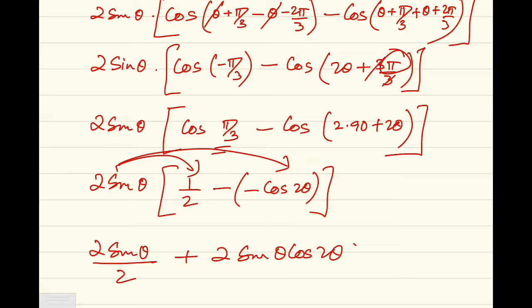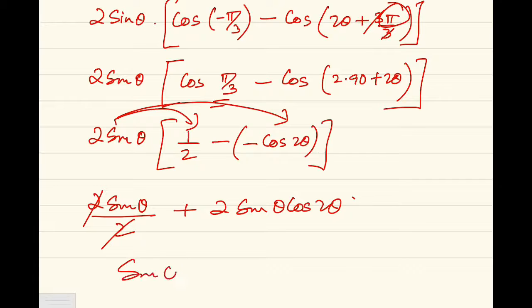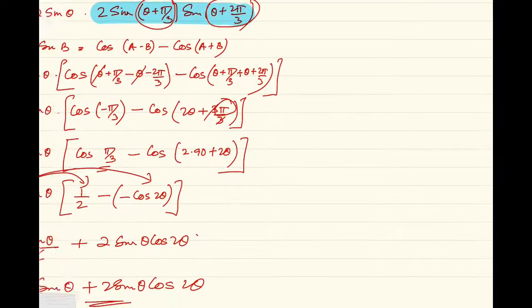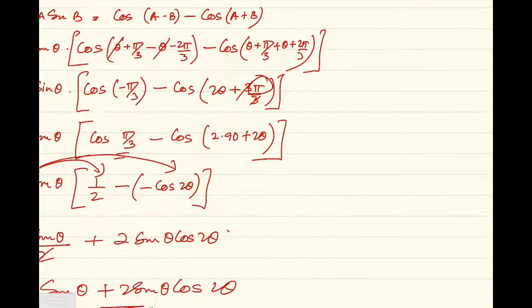Look carefully. So 2 and 2 get cancelled. Now I have sine theta plus 2 sine theta cos 2 theta. So that's the next step, correct? Okay. Now I need to simplify it further. Let me take it this side now. So I have sine theta, so sine theta plus, let me rewrite, 2 sine theta cos 2 theta. Is that the formula? Absolutely.